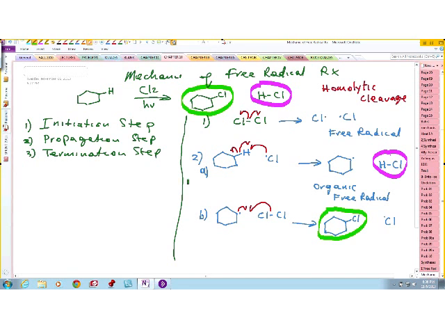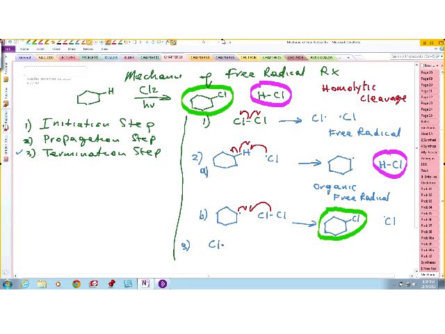So now, the final step is what we call the termination step, which is this here. You set up the conditions such that most of the organic reactants have gone, most of the chlorine has gone, and then you have a lot of free radicals around. That is when free radicals will be joining together, and that terminates the process. Any two free radicals joining together would be a termination step.